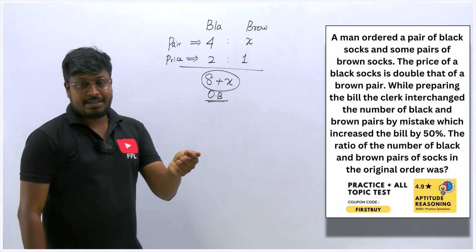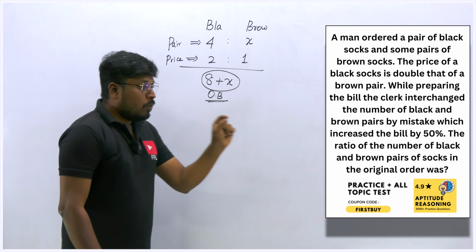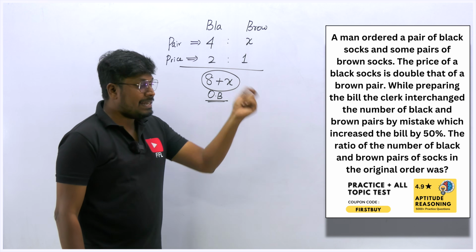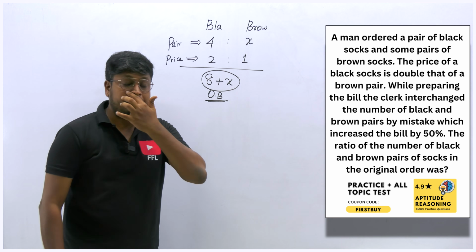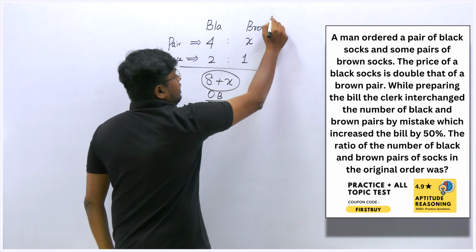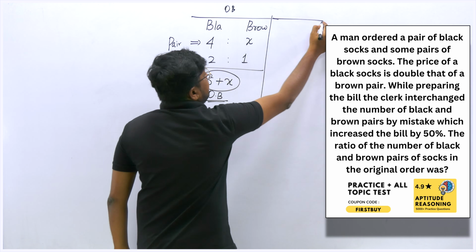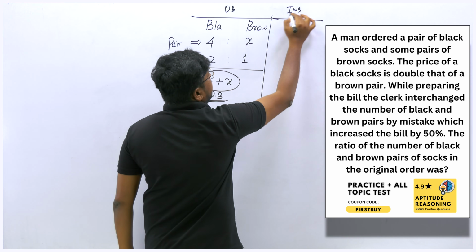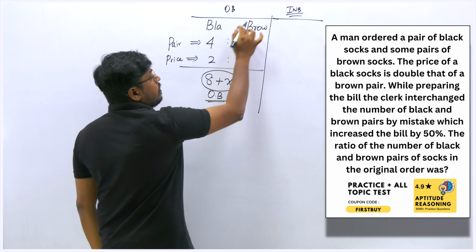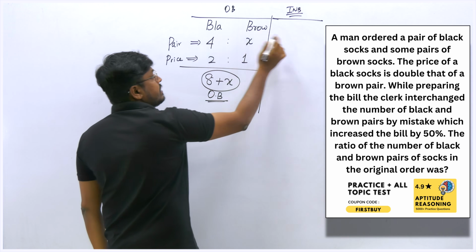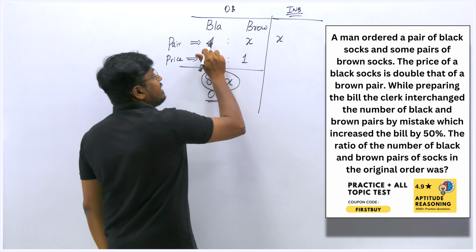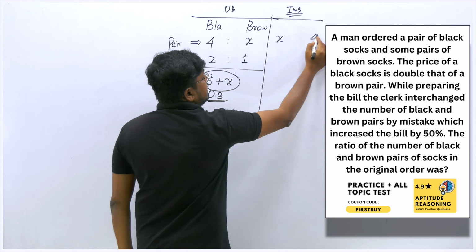But because of a mistake, while preparing the bill, the clerk interchanged the number of black and brown socks, right? So this is actually the original bill, and now the interchanged bill means a new bill. Here black is 4, brown is X. Because of interchanging, the person will assume X as black and 4 as brown.